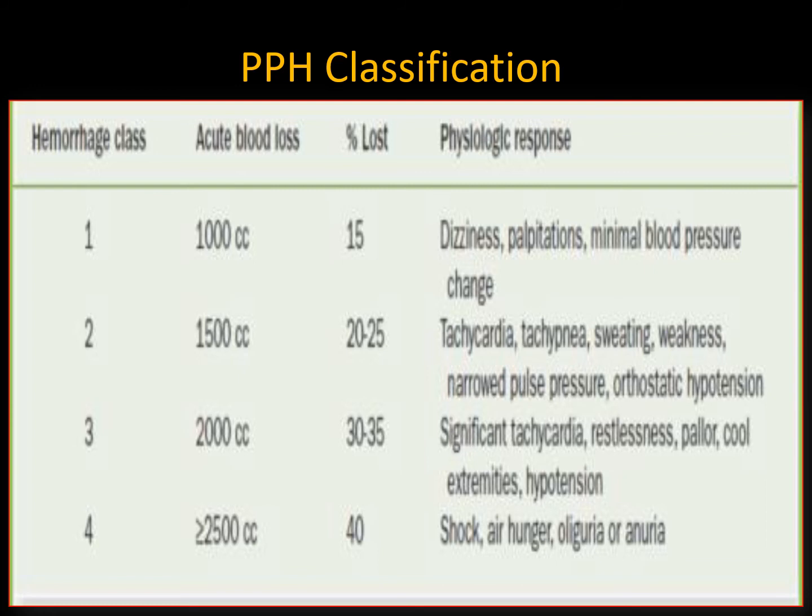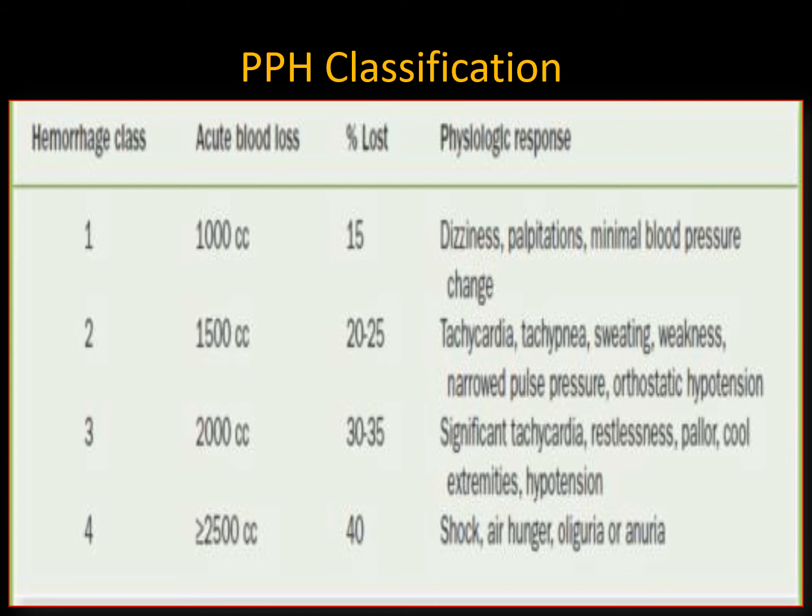This is just to show you with class 1 postpartum hemorrhage, you can see the patient lost 1 liter, which is 15%, but the symptoms are usually only mild dizziness, palpitation, minimal changes in the blood pressure, and with the 2-liter blood loss, there is significant tachycardia, pallor, cool extremities, hypotension, and the patient will be shocked when more than 2.5 liters of blood are lost.